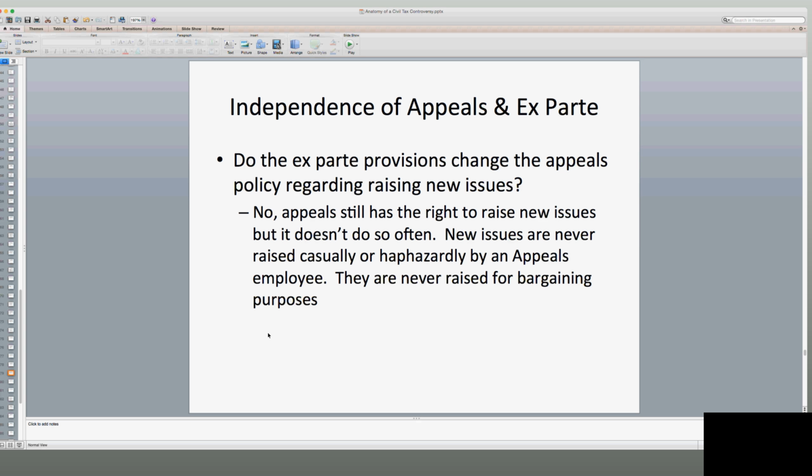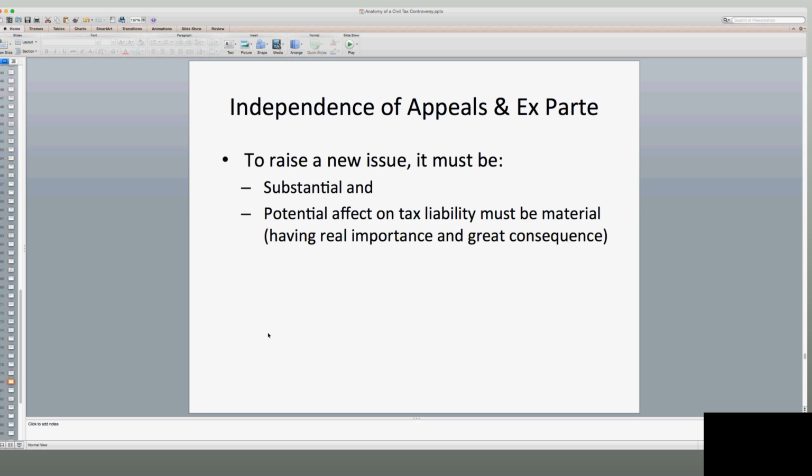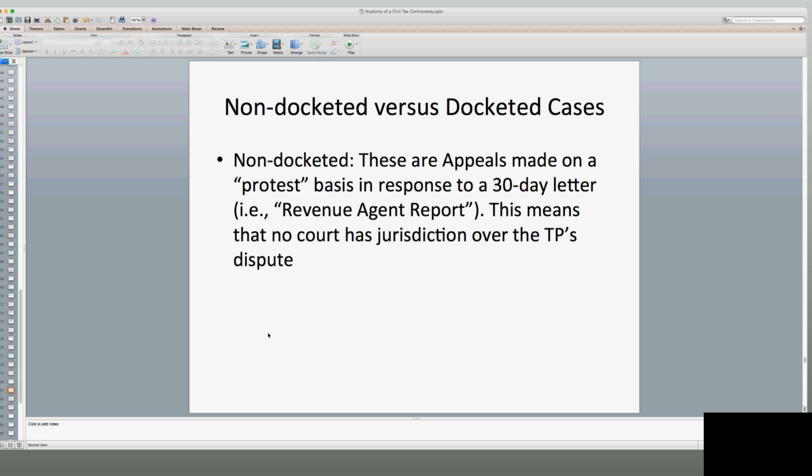Do the ex parte provisions change the appeals policy regarding raising new issues? No. Appeals still has a right to raise new issues, but it doesn't do so often. New issues are really never raised casually or haphazardly by an appeals employee, and they're never raised for bargaining purposes. To raise a new issue, it must be substantial, and potential effect on the tax liability must be material.